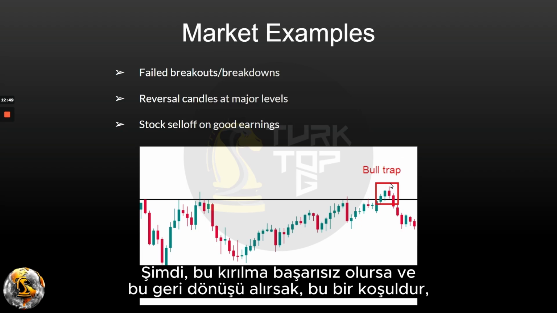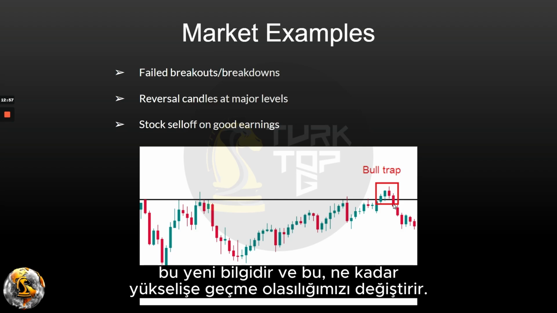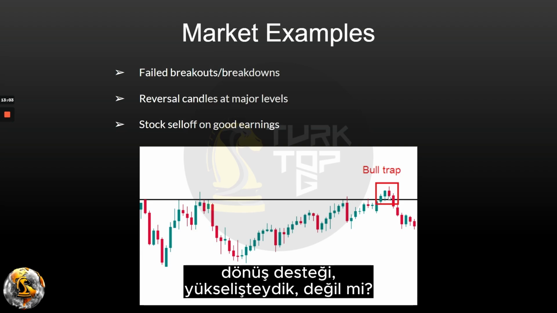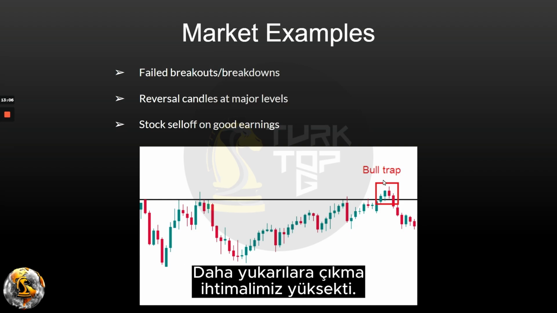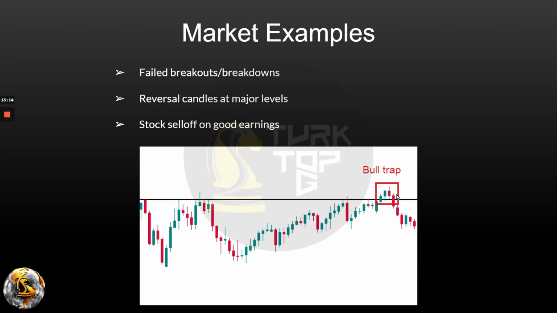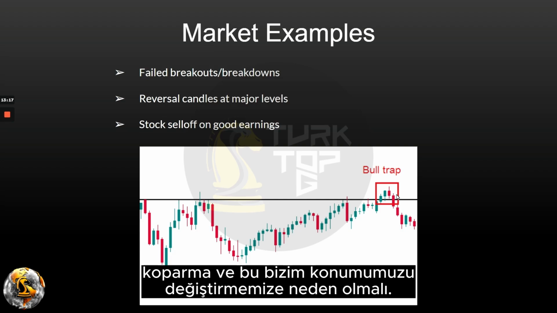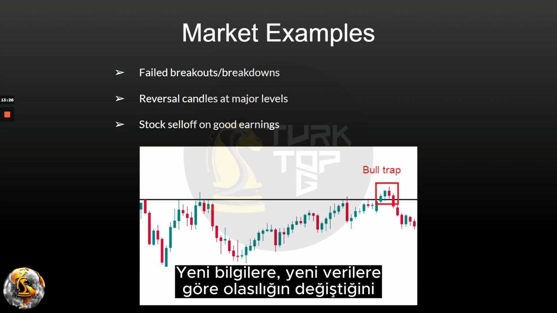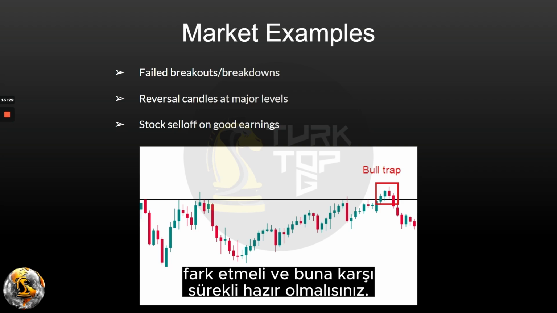Now, if this breakout failed and we get this reversal, that's a condition, that's new information, and that's just changed the probability of how bullish we were. As long as we were above this resistance turned support, we were bullish. The probability of us going higher was high. When this breakout failed, the probability shifted based on this condition that we got a failed breakout, and that has to make us change our positioning. And that's how it's important. You have to realize that the probabilities change based on new information, new data, and be constantly ready for it.